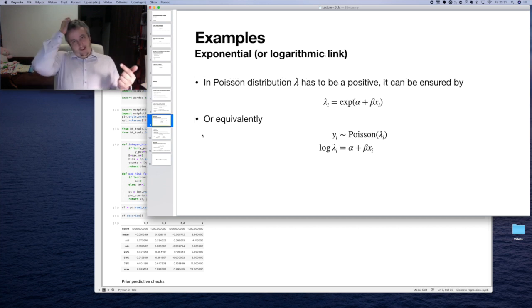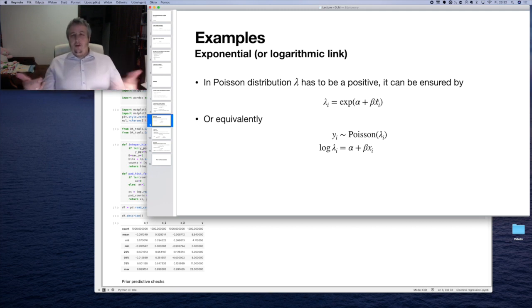First of all is the exponential or logarithmic link. It is used when we have positively constrained parameters, especially in the Poisson distribution. In the Poisson distribution, lambda has to be positive, so for each combination of predictors, lambda i also has to be positive. And one function that can guarantee this is the exponential function. The exponential function has the advantage of being smooth and of taking the negative values of alpha plus beta xi and shrinking them down to 0 very, very fast.